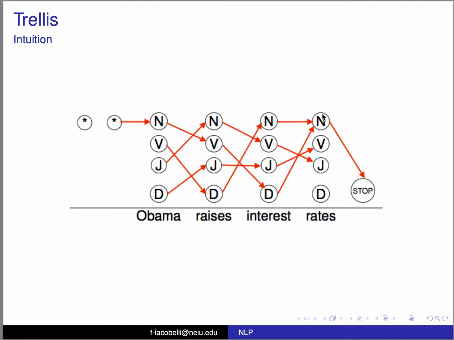So it might be that it goes to noun, from noun it goes to this determiner, from here it goes to verb, and here it goes to noun, and so on and so forth, right? What happens when you have competing arrows? Well, these arrows have different values, so you pick the maximum. That would be the idea of how to create like a little trellis.